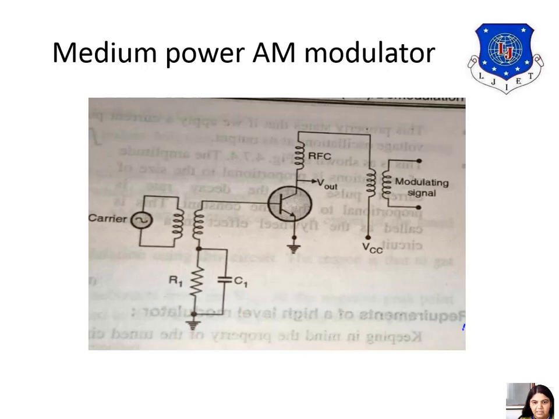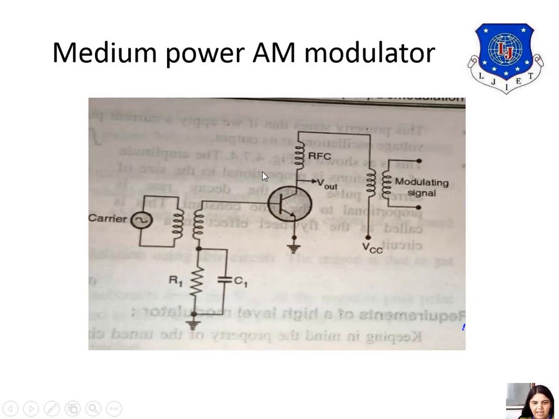Here we are applying the carrier at the base of the transistor, and the modulating signal is applied onto the collector of the transistor. This circuit is known as the collector modulator because the modulating signal is applied onto the collector, in series with the DC supply VCC. It again has a higher efficiency.